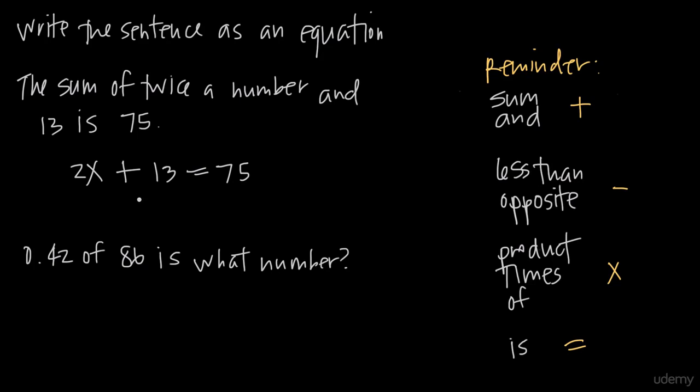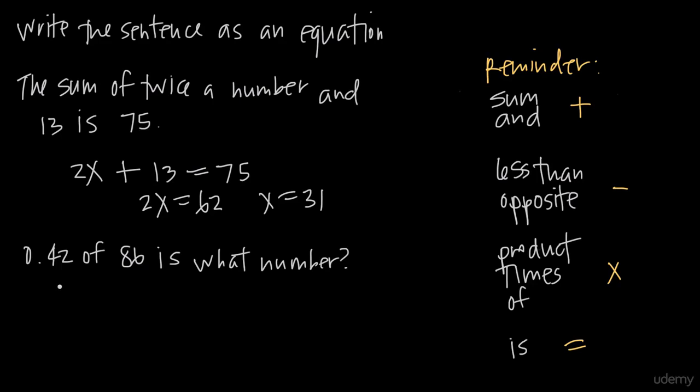So we would subtract 13 from both sides, and we would get 2x is equal to 62. Then we divide both sides by 2, and we would get x is equal to 31, which means the sum of 2 times 31 and 13 is equal to 75.